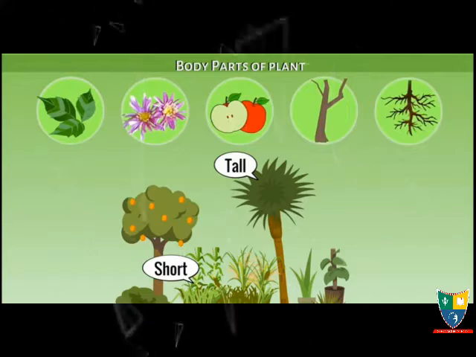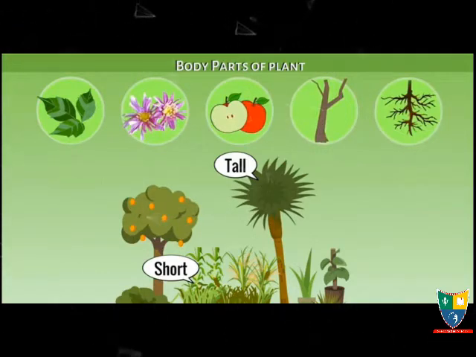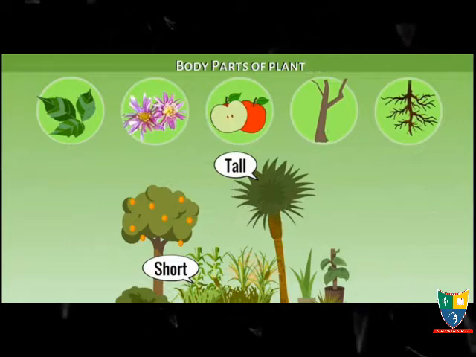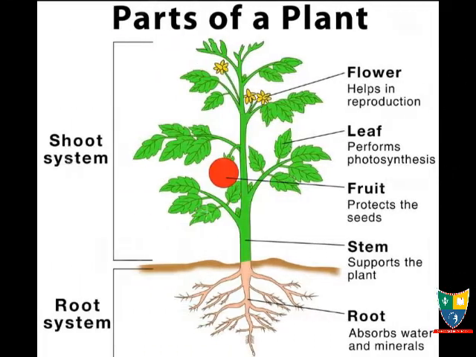We see different plants around us. Some are tall and some are very short. Their body parts, such as leaves, flowers, fruits, stem, and roots, are also different. Now, we will study the parts of a plant in detail. As you all know, a plant has 5 main parts, that is, flowers, leaf, fruits, stem, and roots.